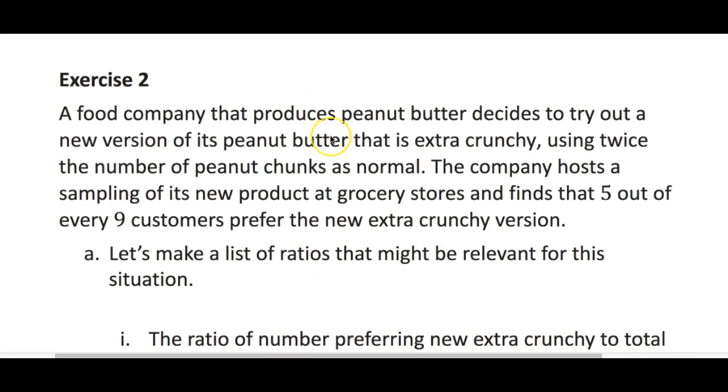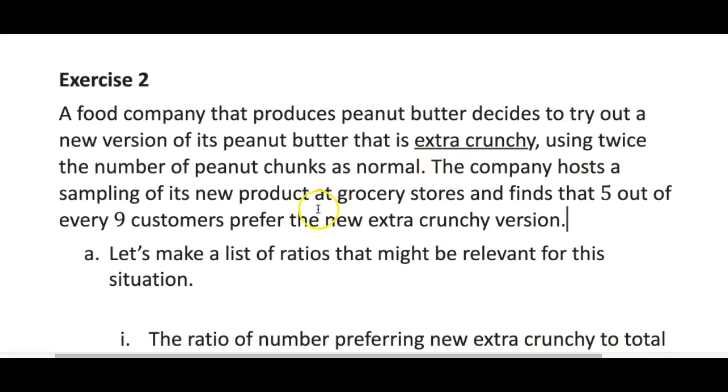Okay, so before we do anything else, let's talk about what's going on here. There's a food company and they make peanut butter. And apparently they decided to make an extra crunchy version of peanut butter. So I'm going to go ahead and underline that. And when they make that, they use twice the number of peanut chunks as normal. That's not really important. What's important is that they have an extra crunchy peanut butter now.